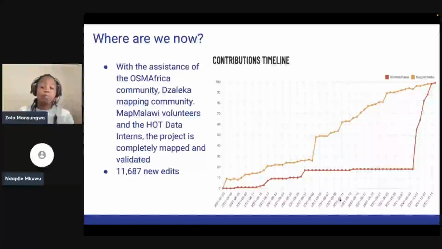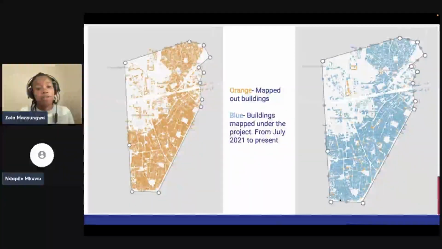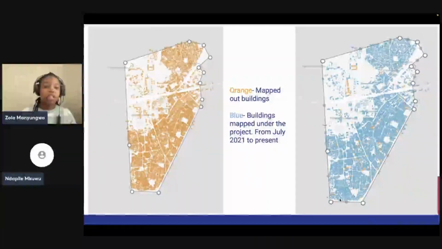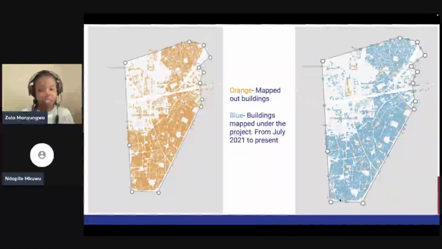So far we have mapped 11,687 buildings on OpenStreetMap under this project. The image on the left shows all the buildings under that boundary, which is the boundary for the Dzaleka refugee camp. The orange shows all the buildings that have now been mapped. And on my right, the blue represents the buildings that have been mapped under this particular project from July 2021 to present. So you can see how much everybody really came together to map out the buildings at the camp.